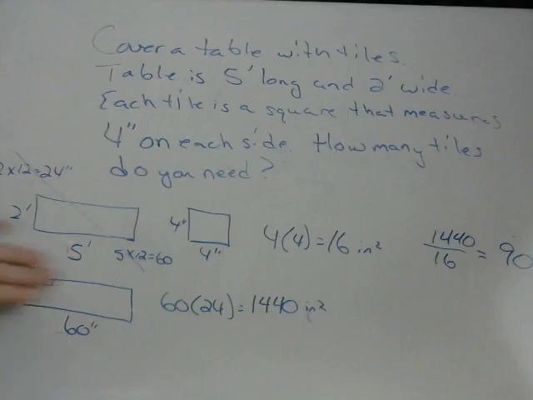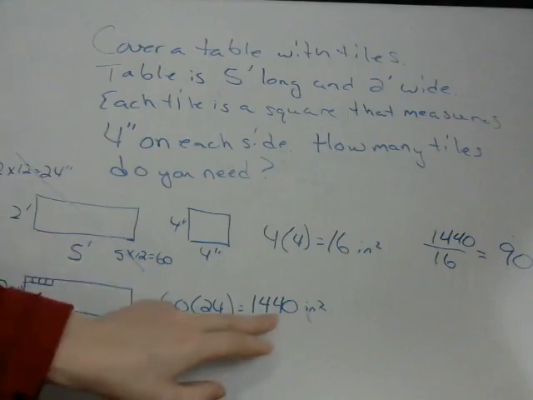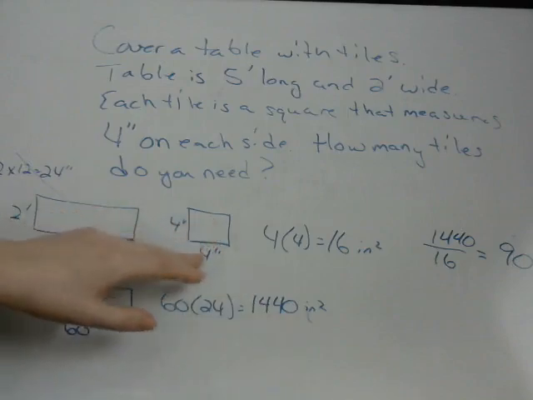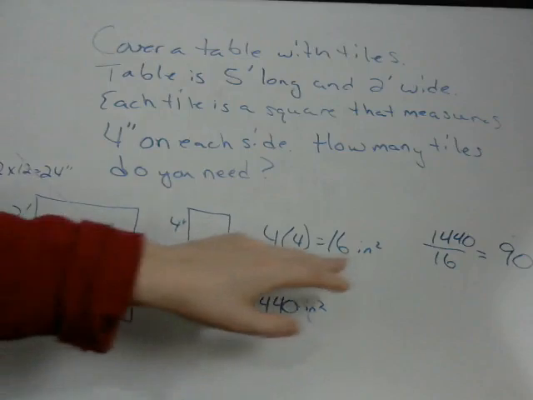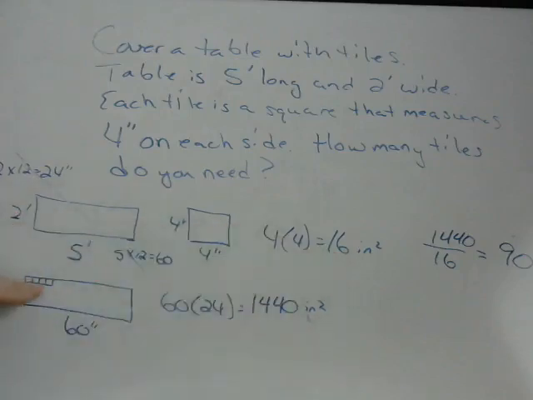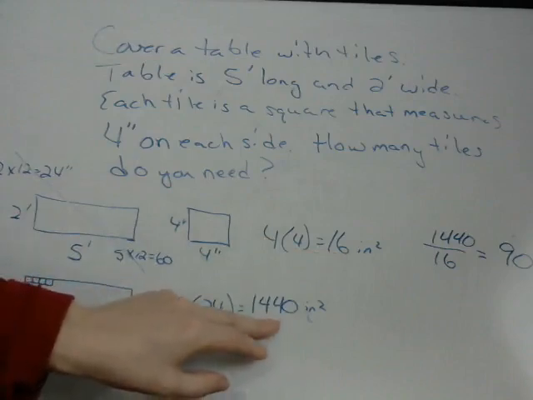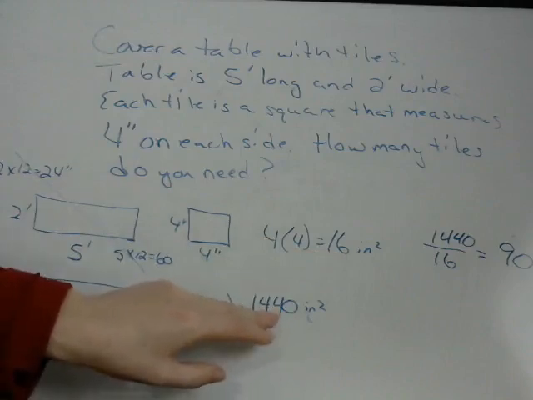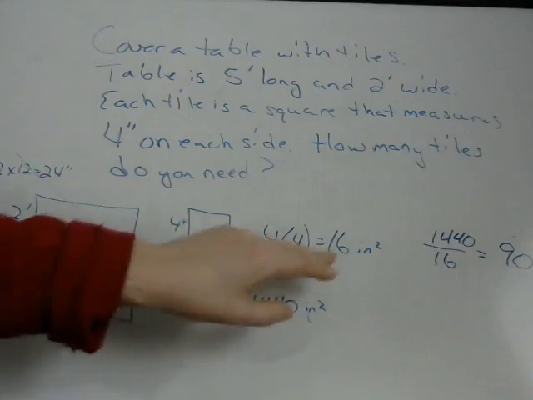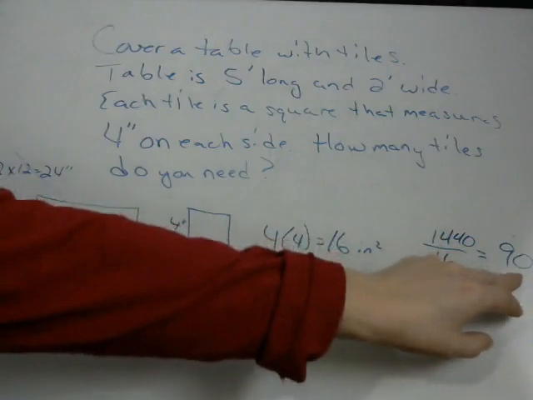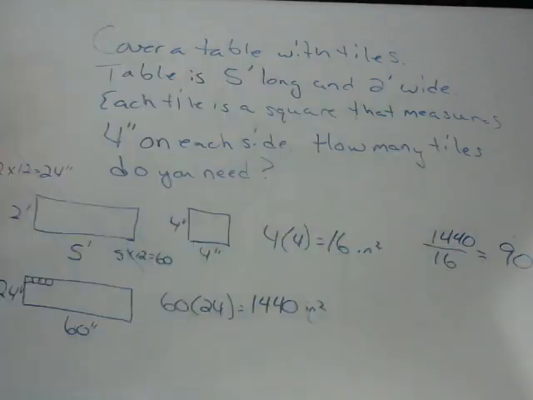You find the whole area of this table, and now you're trying to put these tiles, which are 4 inches by 4 inches, or a total of 16 inches squared, that's the area of that thing. How many of those will it take to cover this whole area of the table? You just divide the whole area of the table by each individual tile, and that will tell you how many tiles you need in total, 90.